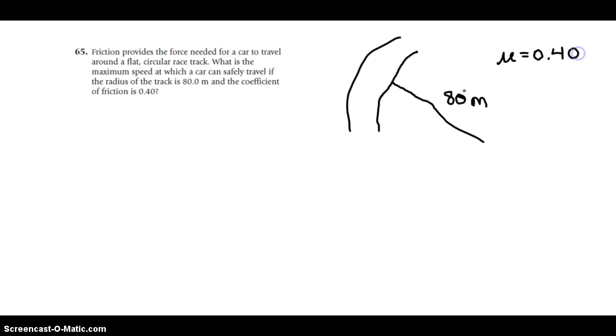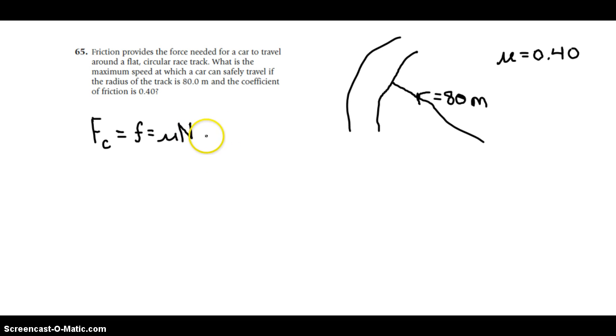So here we're given two variables, the radius and the coefficient of friction. Now we want this friction to keep the car on the track, so that's what's going to be our centripetal force in this case. If you remember our fun equation, we know that the force of friction is mu times the normal force.